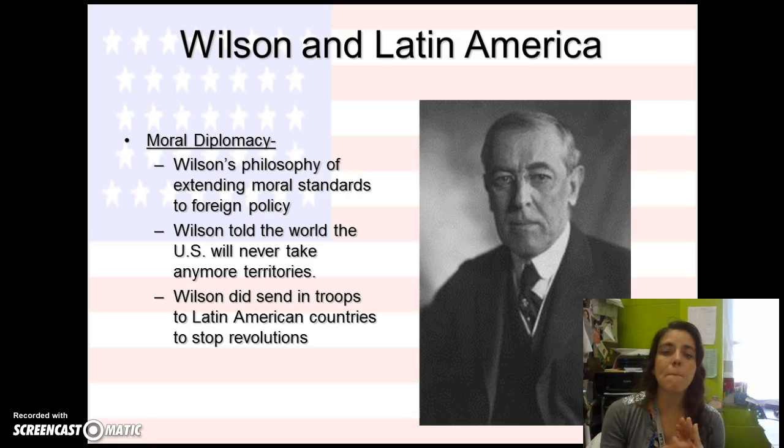So this is like a complete 180 of what Teddy Roosevelt thought. Teddy Roosevelt thought, hey, we're going to go in and we're going to use force to take over these countries. Okay? Where on the other end, Wilson says we do not need to disrupt these countries unless there's a reason, they have revolutions. We need to leave these countries alone. We're going to think about our moral standards and apply that to foreign policy.